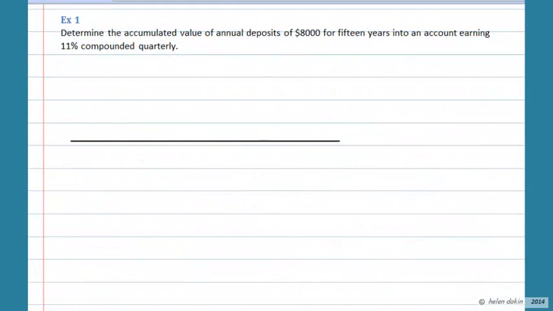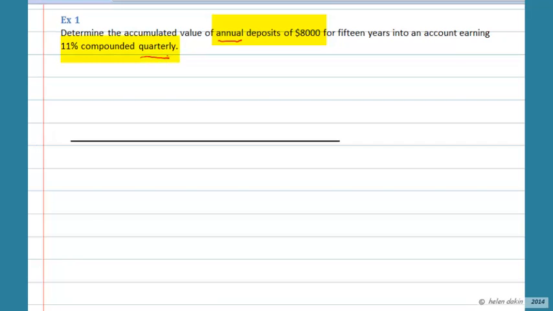Let's take a look at the first example. Determine the accumulated value of annual deposits of $8,000 for 15 years into an account earning 11% compounded quarterly. Here we have an annuity where the deposits are made annually, and that's important to note because the interest period seems to be calculated quarterly. So we have a conflict right away.